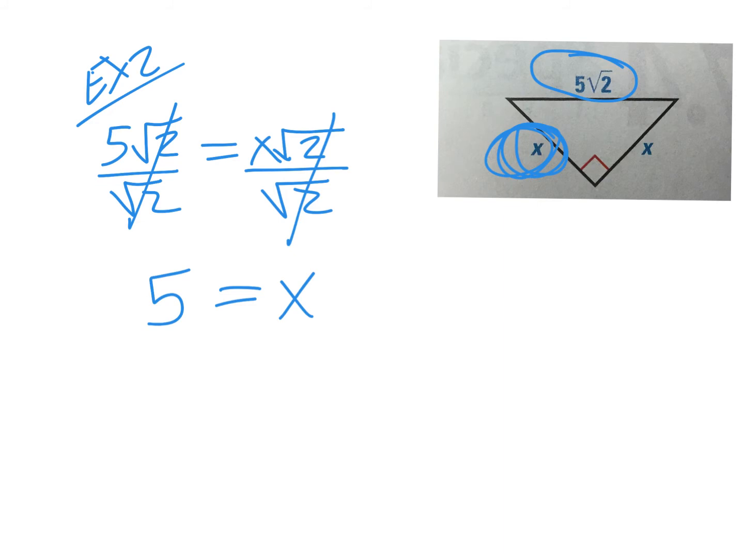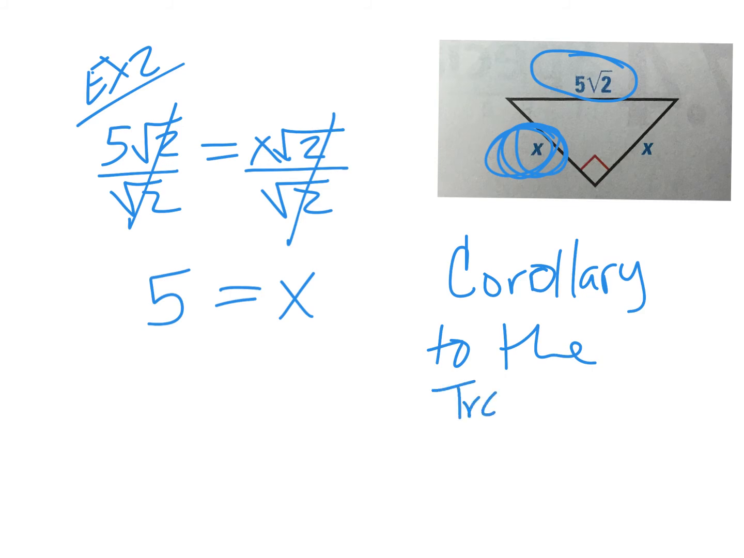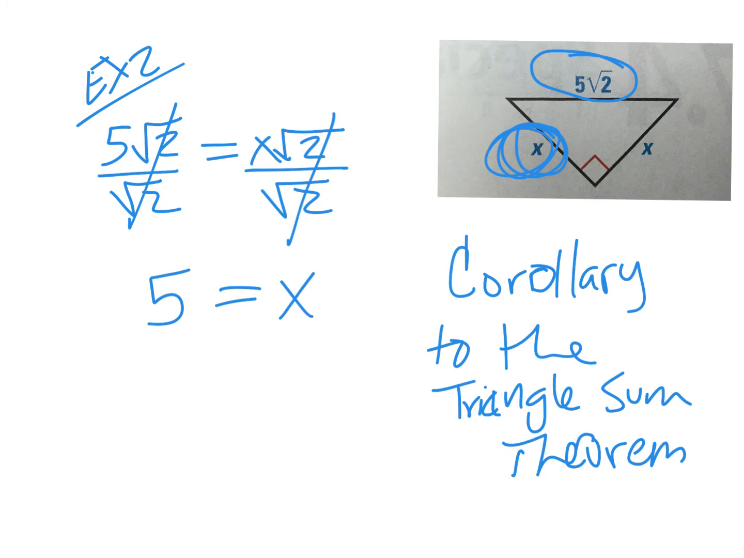The theorem that proves this is called the corollary to the triangle sum theorem. Triangle sum theorem. I'm sure you've written this in your journal, but from a lesson a while ago. Pretty sure. So just wanted to remind you of that. All right, good? All right. Let's look at the next one. Example 3.